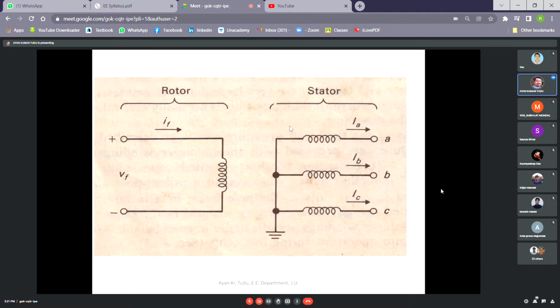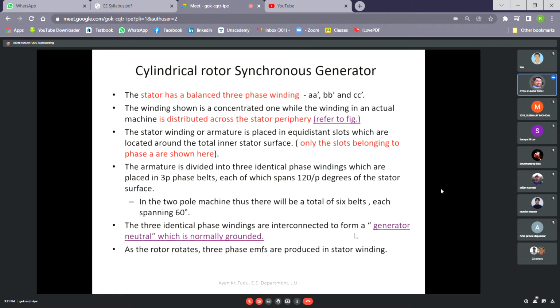So obviously this is how the stator is there. So here the induced voltage is produced. So all the three terminals are joined together to form a neutral, which is normally grounded. So the three identical phase windings are interconnected to form a generator neutral, which is normally grounded. Okay, so what happens?